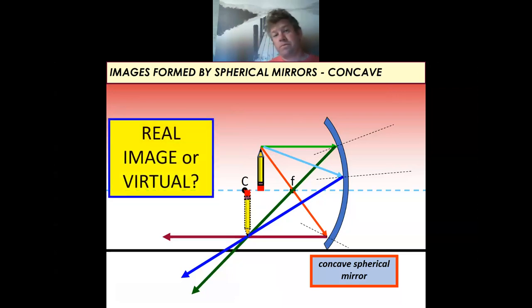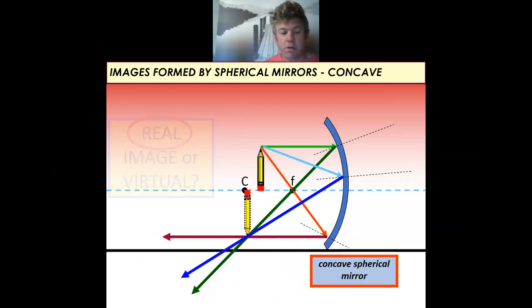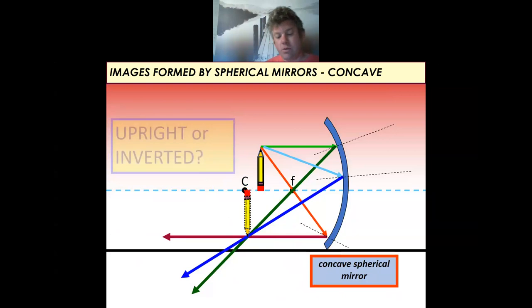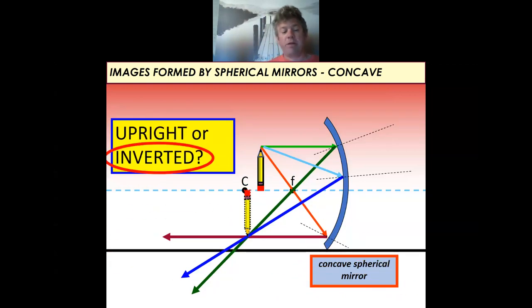Real or virtual? Yep, this one is real, because all of the light rays are actually converging on that one spot. They're crossing in that one location. What's our next one then? Upright or inverted? Yep, this thing's inverted, because it's upside down. Upright would mean that this thing is actually on the top part of this, which is really tough for a concave mirror.